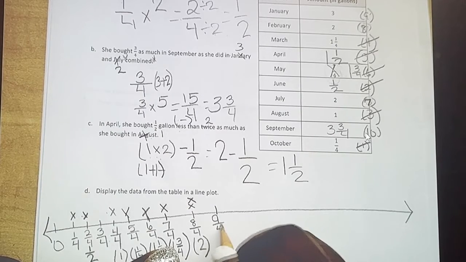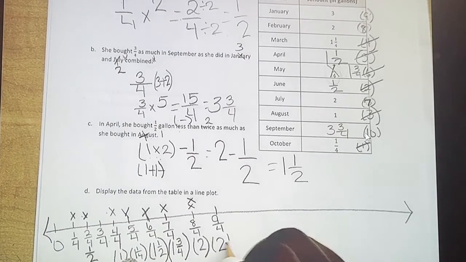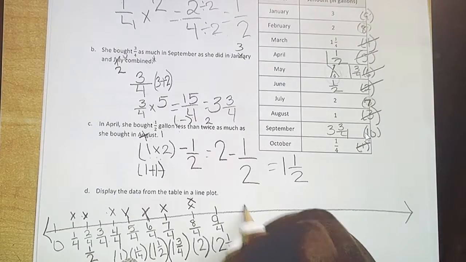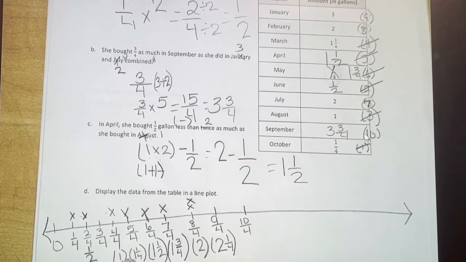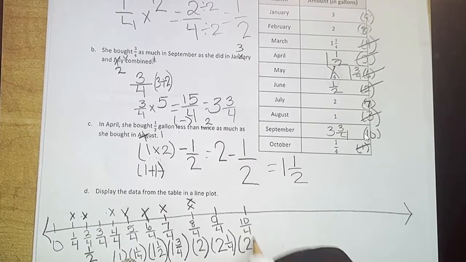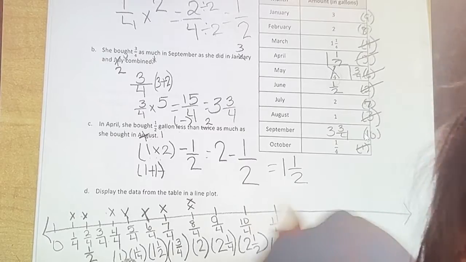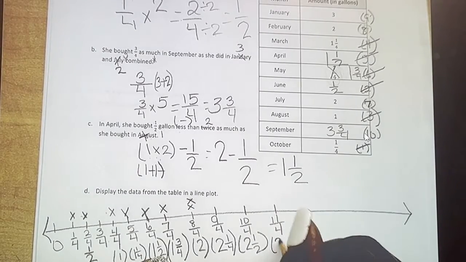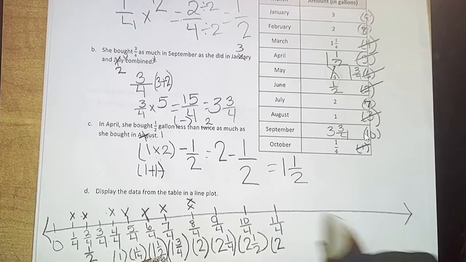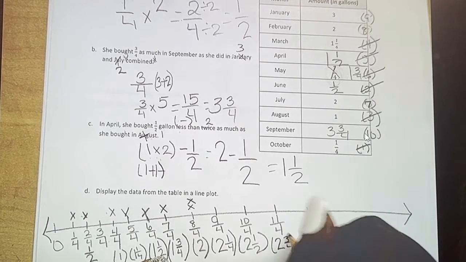9/4s, which is 2 and what? Well, 2 and 1/4, good. And then I have 10/4s, which is also what? 2 and 1/2. Great. And then I have 11/4s, which is also what? Well, if I had 1 and 3/4s, this would be 2 and what? 3/4. Good. And then here is 12/4s.